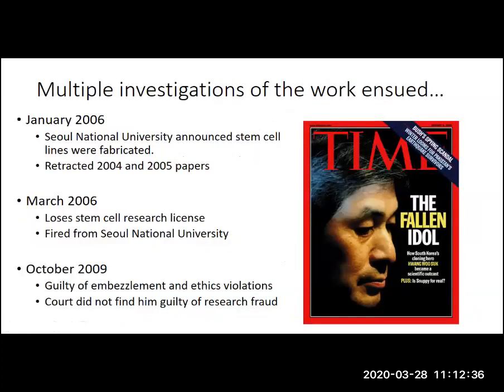So multiple investigations of the work ensued, and again, these papers came out in 2004 and 2005. Very quickly, in January of 2006, Seoul National University, where Dr. Hwang worked, announced that the stem cell lines had been fabricated, that they'd been made up, and called for the retraction of both the 2004 and 2005 papers. Within a couple months of that, Dr. Hwang lost his stem cell research license. He was the only one that had that license in Korea. And because of the ethical issues and the concerns based on what he was doing, he lost that and was ultimately fired from Seoul National University, where he was a professor.